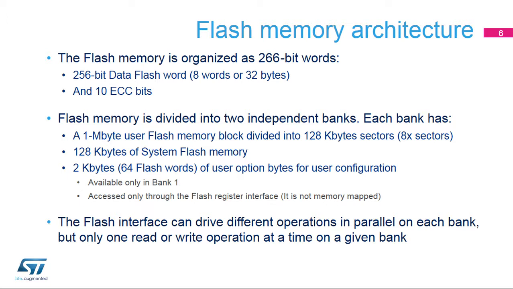For further details, please refer to application note AN2606, STM32 microcontrollers system flash memory boot mode, available from www.st.com. 2 kilobytes or 64 flash words of user option bytes for user configuration. This area is available only in bank 1. Unlike user flash memory and system flash memory, it is not mapped to any memory address and can be accessed only through the flash register interface.